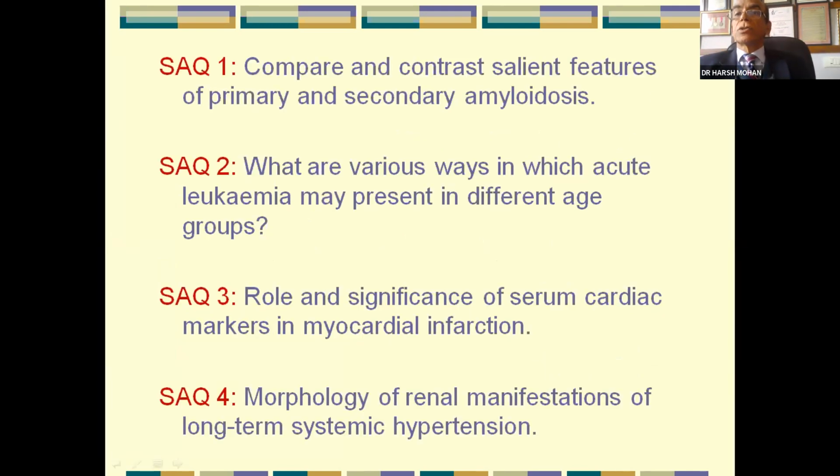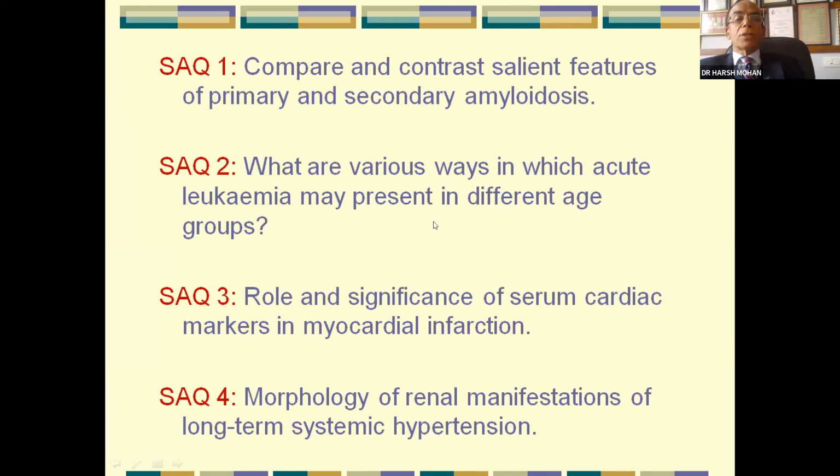Then the short answer questions are relatively easy, in the sense that we've been using these as short notes over the decades. Therefore, there may not be much change, except that we need to have more of the applied aspect and always have prefixes giving specificity to the question rather than giving the broad question. Compare and contrast salient features of primary and secondary amyloidosis. Compare and contrast, we've been asking this for decades now.